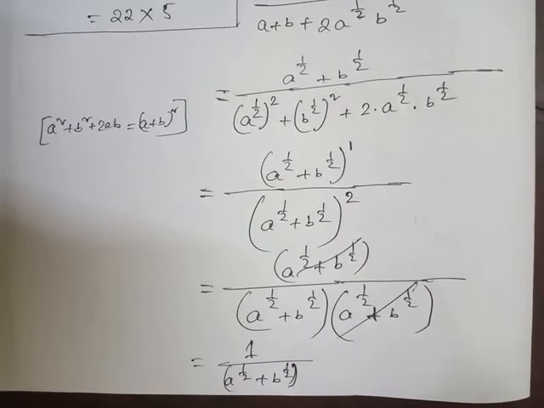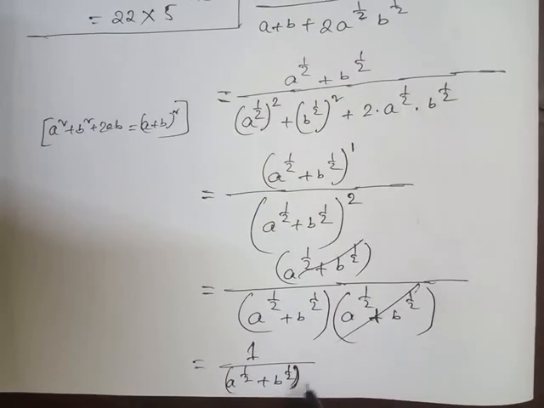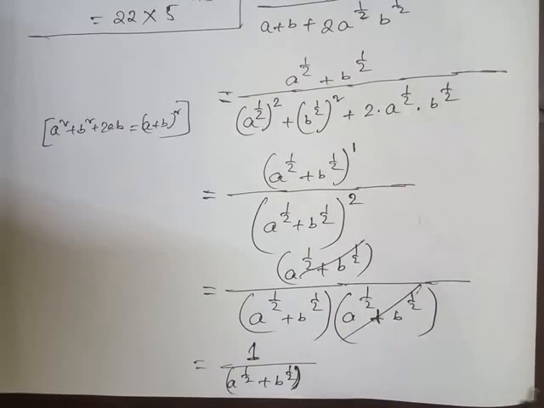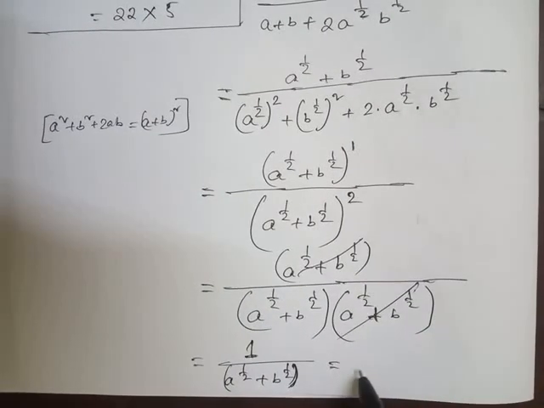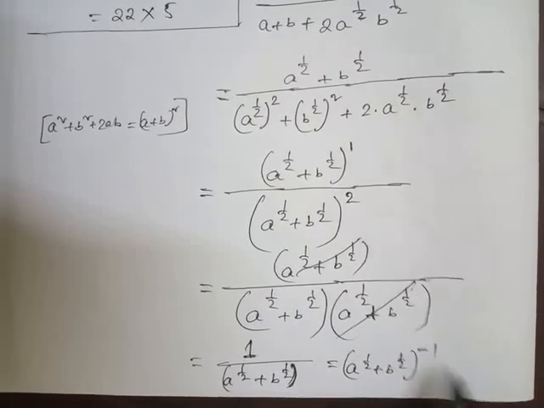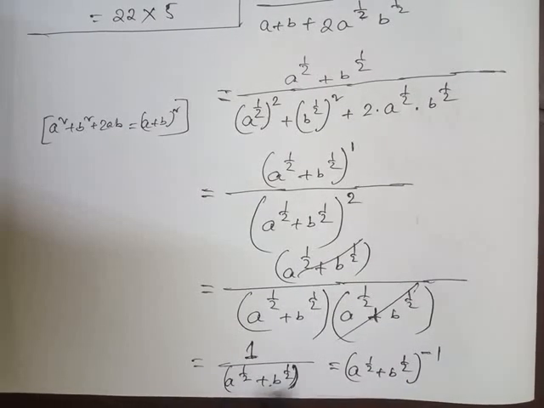Now in the next step, if I write like this it is also okay, or we can say that if I take this value 1 by a to the power n means a to the power minus n, that will also be okay, both are correct. If I write a to the power half plus b to the power half whole to the power minus 1, that is also okay, this is also correct.